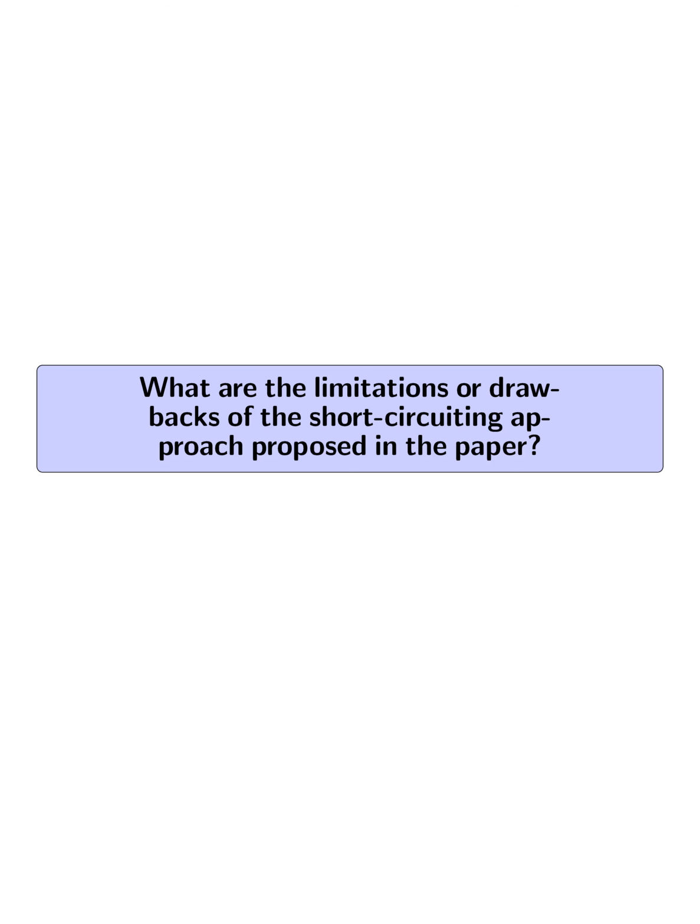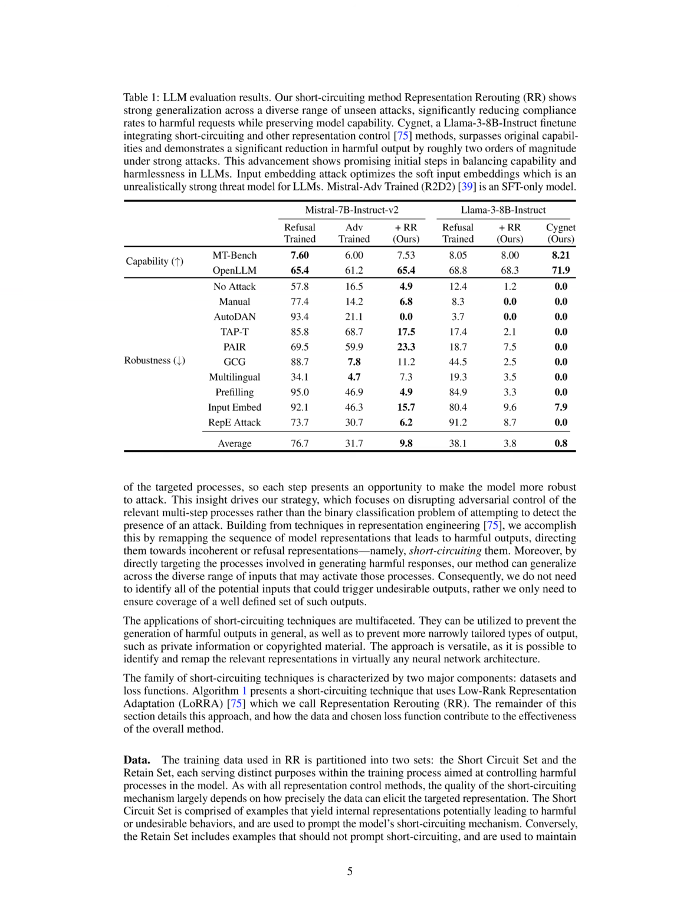What are the limitations or drawbacks of the short-circuiting approach proposed in the paper? The limitations or drawbacks of the short-circuiting approach proposed in the paper include the need for careful dataset curation to ensure precise elicitation of targeted representations. The effectiveness of the short-circuiting mechanism largely depends on the quality of the training data, which can be challenging to curate, especially for models with pre-existing refusal mechanisms.